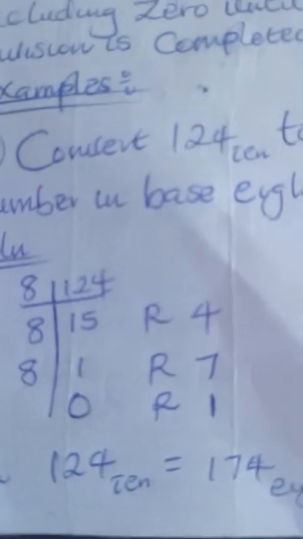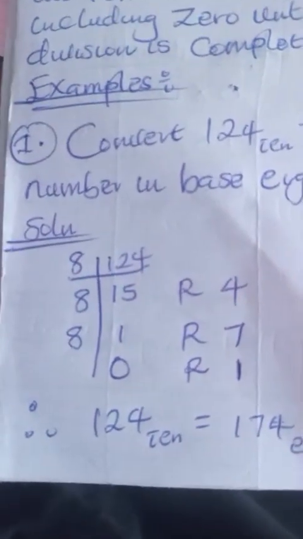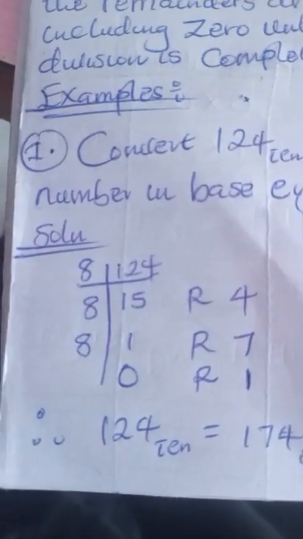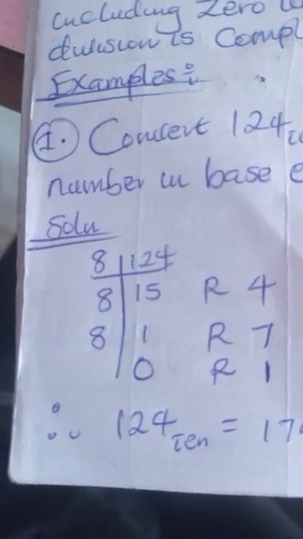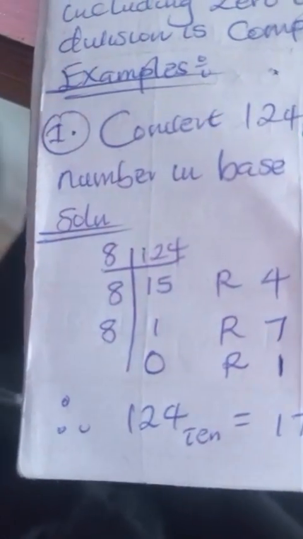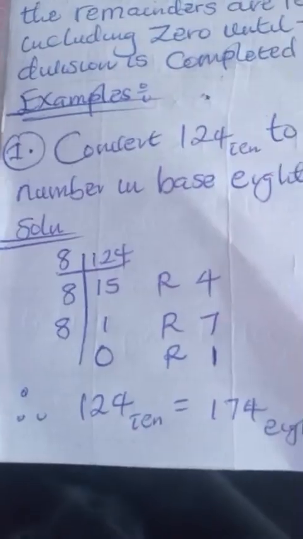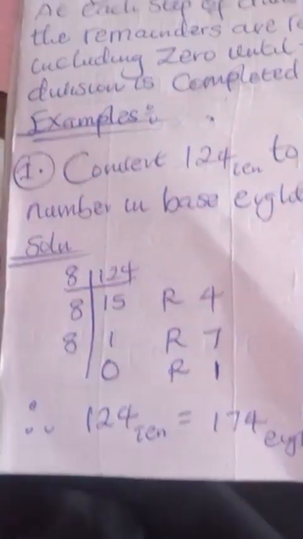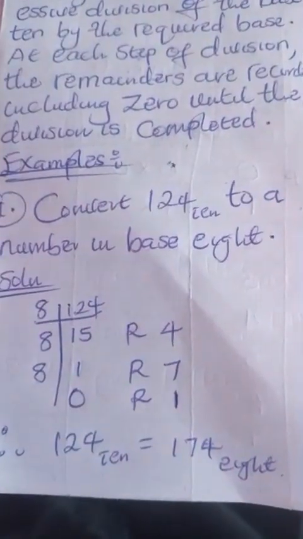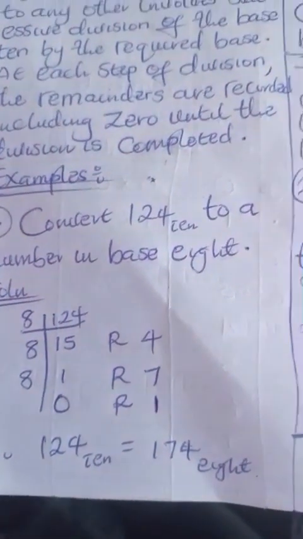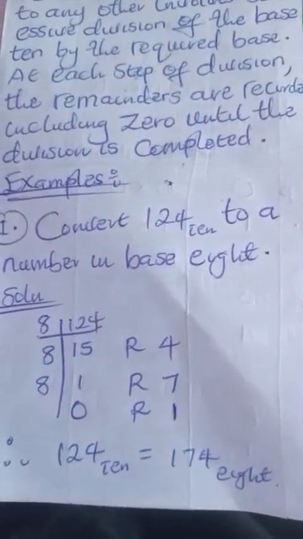So 124 divided by 8 is 15 remainder 4. Like we said, we should record the remainders, right? 15 divided by 8 is 1 remainder 7. And 1 divided by 8 is 0 remainder 1. I'm sure we can see this. So we say, therefore, 124 base 10 is equal to 174 base 8. Now you can see that the highest number there is 7. So that's how it works.